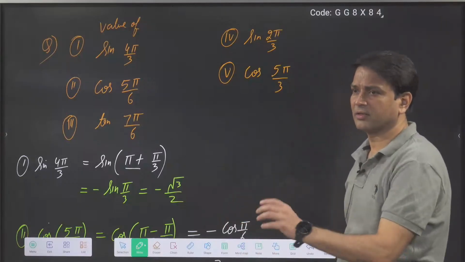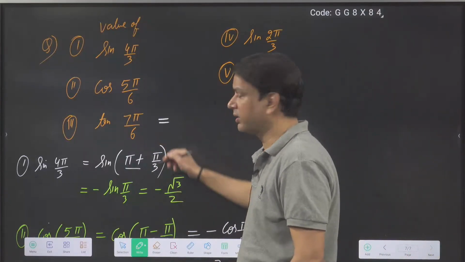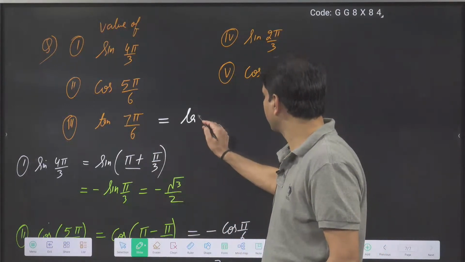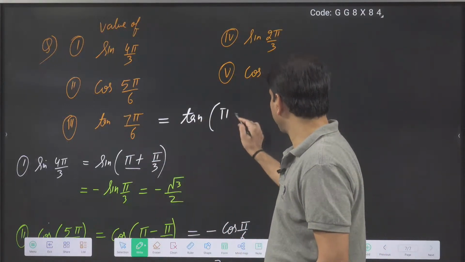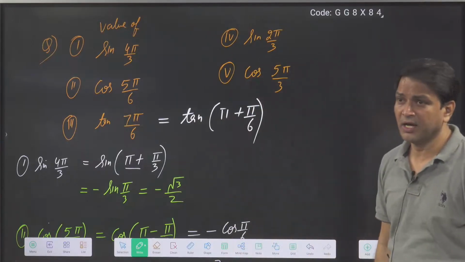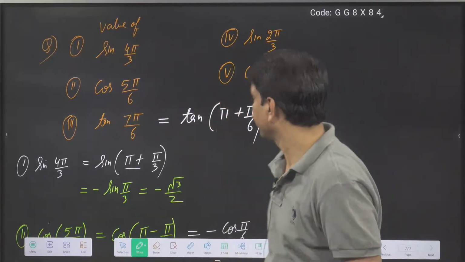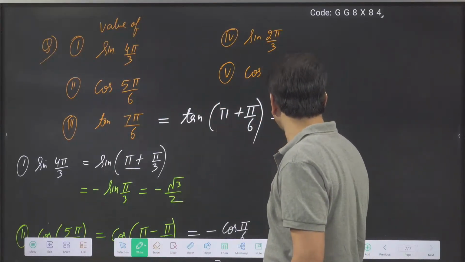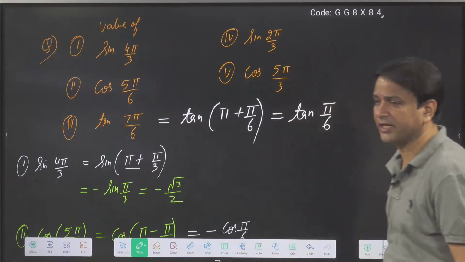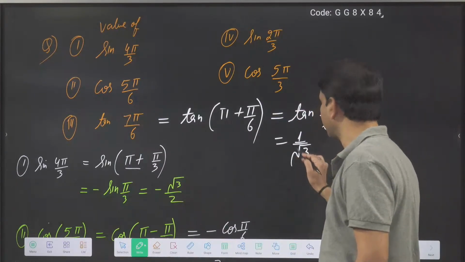Okay, now the third one I am solving fast: tan 7 pi by 6. 7 by 6 is more than 1, so I will split it as pi plus pi by 6. Then you get 7 pi by 6. Pi plus means third quadrant. In the third quadrant tan is positive, so it will be positive. I directly write tan pi by 6. Pi by 6 is 30 degrees. Tan 30 degrees is 1 by root 3. Everybody got it?